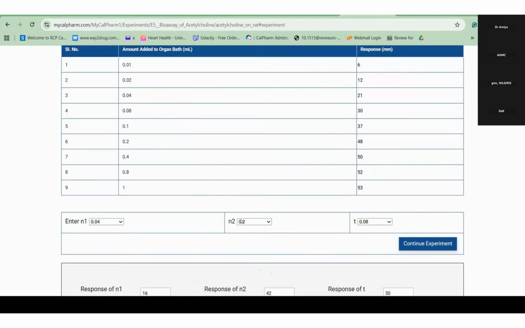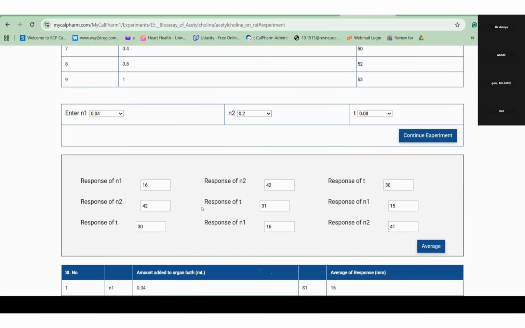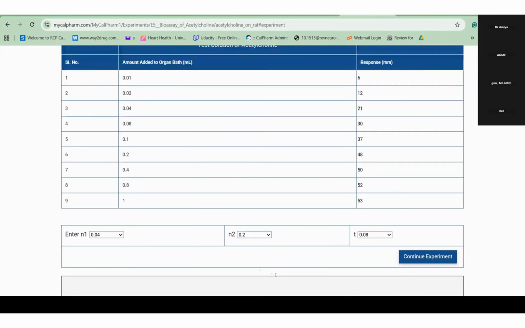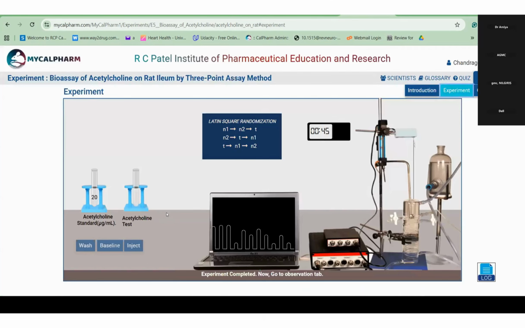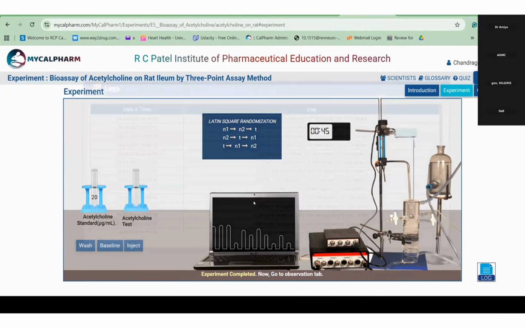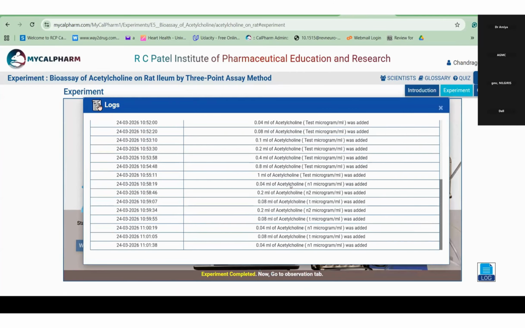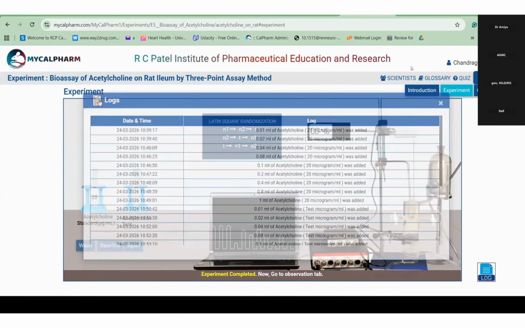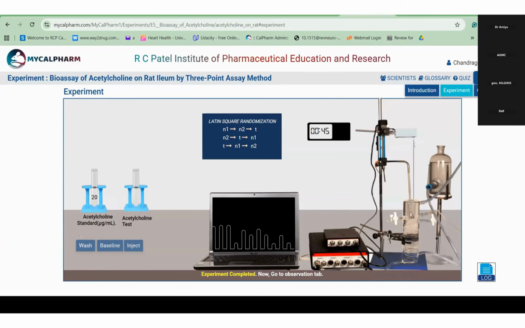In this 3-point bioassay, we have to tell our students how to select the low dose of standard, the high dose of standard, then the dose of test which gives a response between these two doses of standard drug. All these things have been demonstrated very nicely in this. Students will actually perform this entire bioassay as per the guided instructions. Whatever the student is performing, all those details are again recorded here. So how the student has taken steps to perform the bioassay, even that will be available to us.